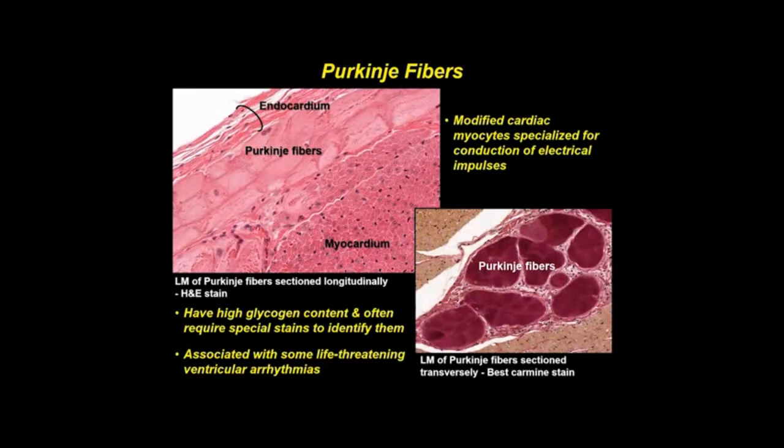Purkinje fibers, which are modified cardiac myocytes, are scattered along the innermost part of the myocardium adjacent to the endocardium. Part of the cardiac conduction system, these cells are specialized for conduction of electrical impulses. Their glycogen content is greater than that of ordinary cardiac myocytes, so special stains are often used to positively identify them. Some life-threatening ventricular arrhythmias are initiated by Purkinje fibers.